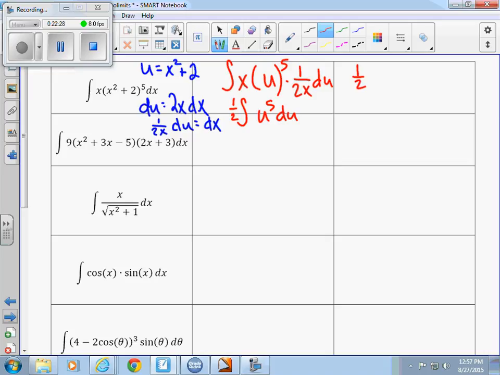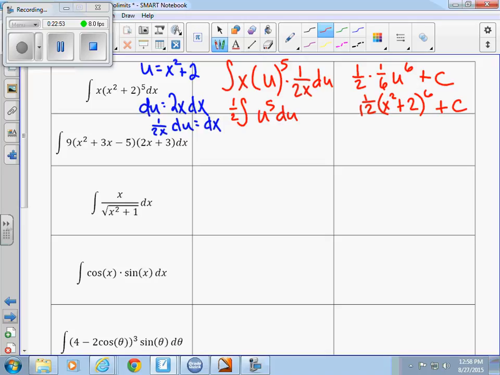How do you anti-differentiate u to the 5th? We're not getting good at that part. So I get 1/12. What goes where u was? How many of you could have done that in your head? Yeah, right? That's a tough one.